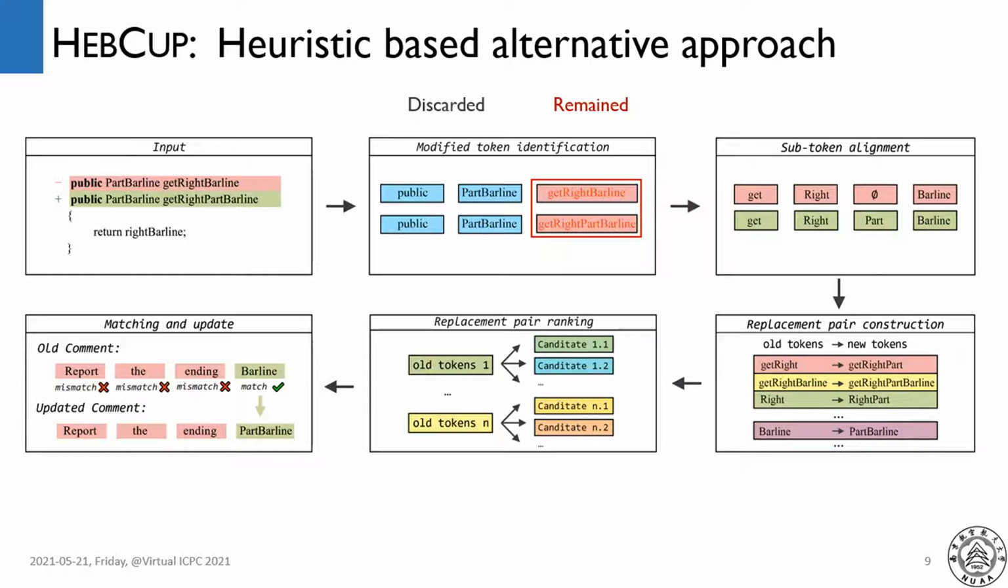Then we sort the replacement pair candidates by the number of subtokens they own. The intuition behind this is that a token with more subtokens has more semantic information and is more likely to appear in the comment. The last step is matching and update. HebCup traverses tokens in the old comment and uses the corresponding value to update it.